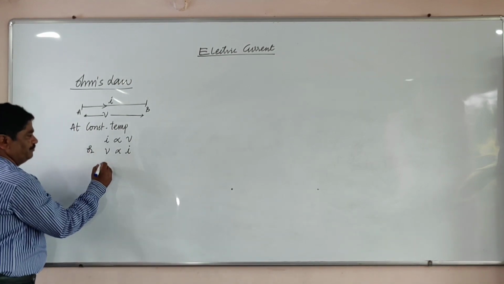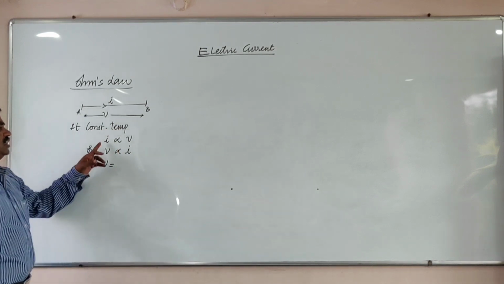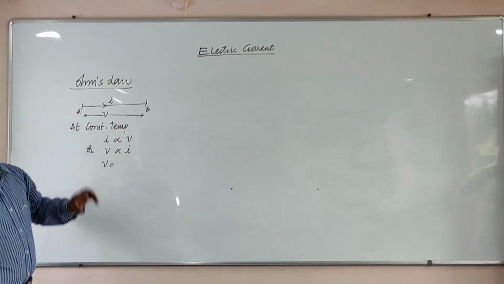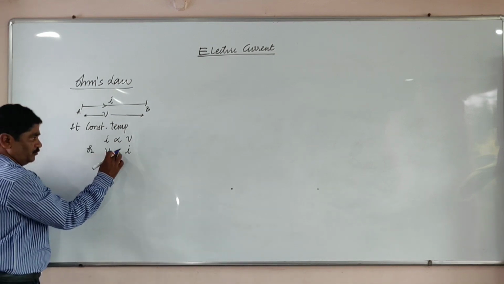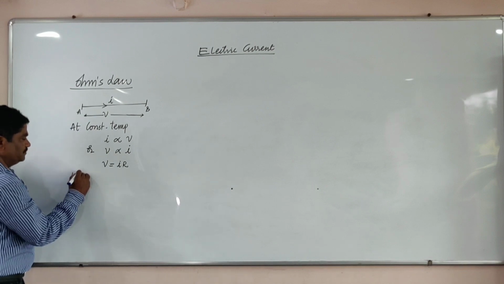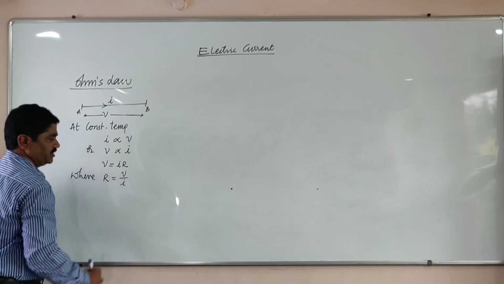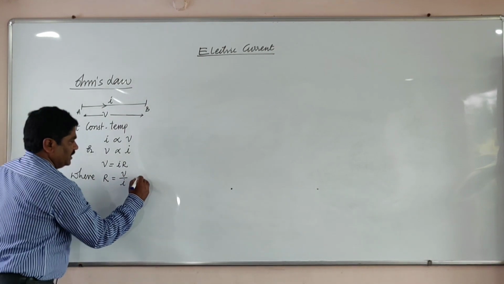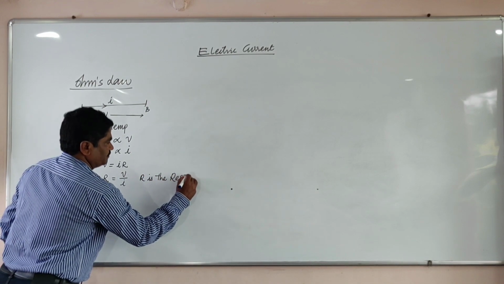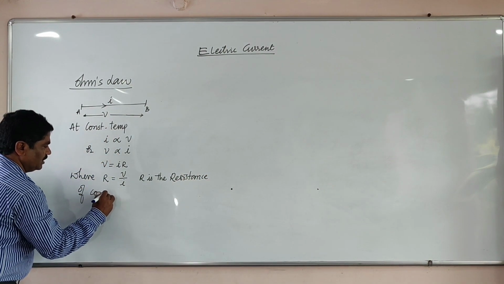Ohm's law can be defined as what? At constant temperature, the electric current flowing through a conductor is directly proportional to the potential difference across the conductor. Now V is proportional to I, so V is equal to IR, where R is equal to V by I. What is R? R is the resistance of the conductor.